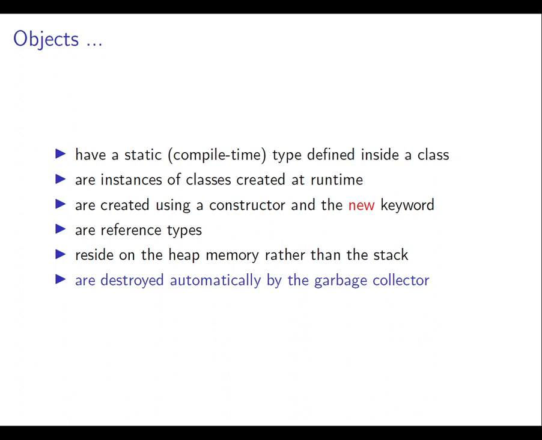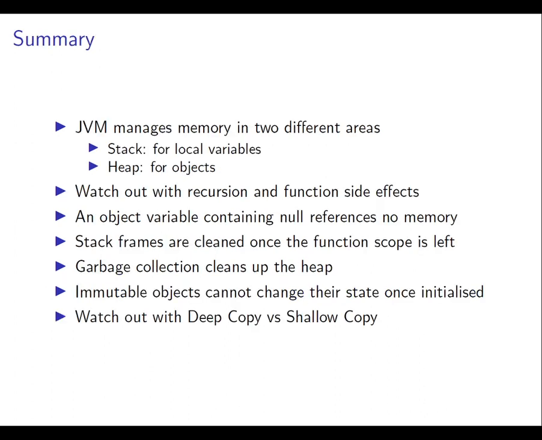So what have we added? We have added now that objects get destroyed automatically by the garbage collector if we're in a position where they can't be referenced anymore. And in summary of this whole section, the Java virtual machine manages memory in two different areas, in the stack and in the heap. This has a number of implications. It means that you have to watch out with recursion that things don't go too deep, and you have to think about function side effects. You know already that an object variable that contains null references no memory. That's what we mean by containing null.